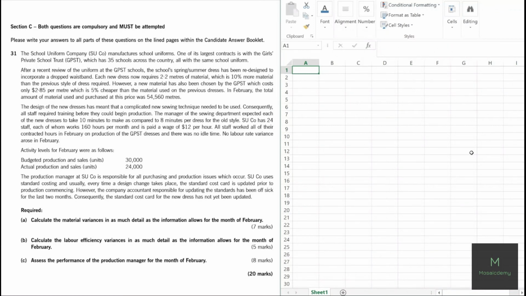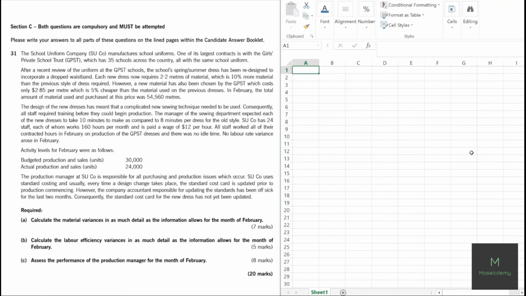Hello everyone, and today we'll be doing yet another question for the ACCA Performance Management exam. The question we're doing today is from the June 2017 past paper. It's from section C, question number 31, and the topic is variances.